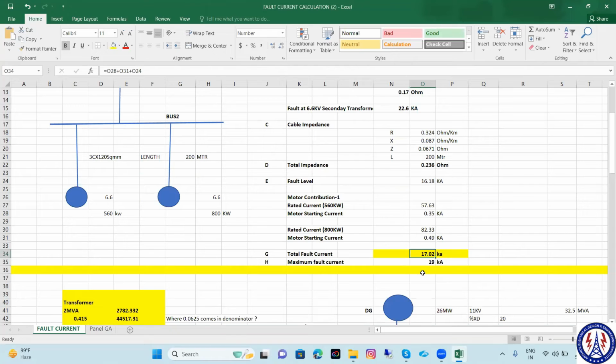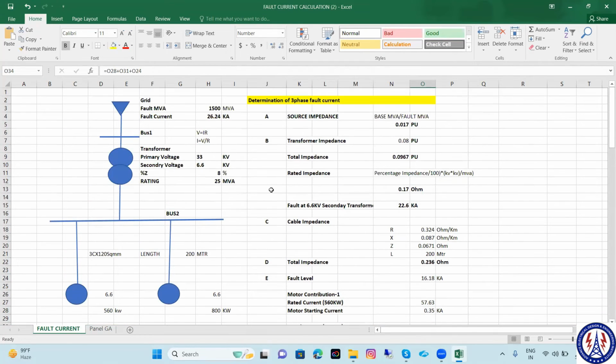Okay, now you got it? Yes, sir. Just understand the concept. I am just using the impedance, then after that it is Ohm's law.